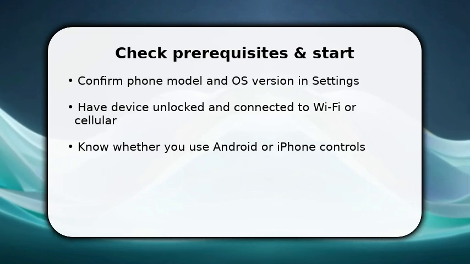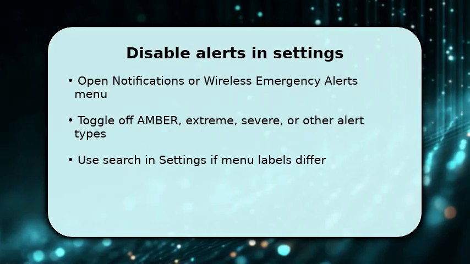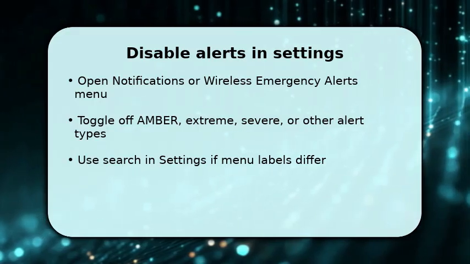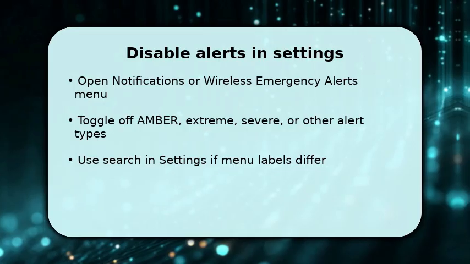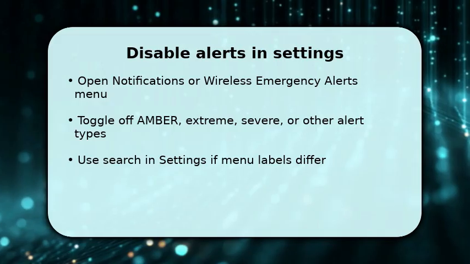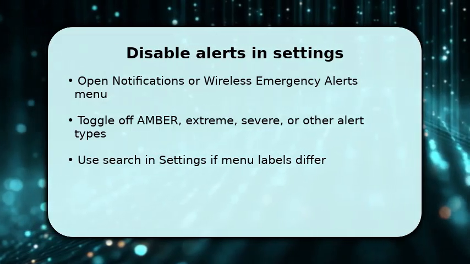Now navigate the specific controls. On iPhone, scroll to the bottom of Notifications and toggle off Emergency Alerts and Public Safety Alerts. On many Androids, open Wireless Emergency Alerts and switch off categories like Amber, Extreme, and Severe. If your phone groups them, tap each category to disable individually.